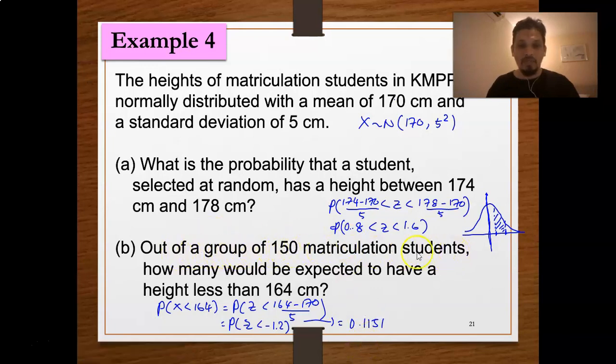Okay, back to the question here. Out of 150 matriculation students, how many would be expected to have a height less than 164? So to answer this, it is 150 multiplied with 0.1151, then it is equal to 17.265, or we round it to 17. Okay, 17 students have a height less than 164. So this is the flow of the story. So you work it out by yourself here. You might write down: out of 150 matriculation students, expected to have height less than 164 equals 150 multiplied with the value of this, and you get 17.